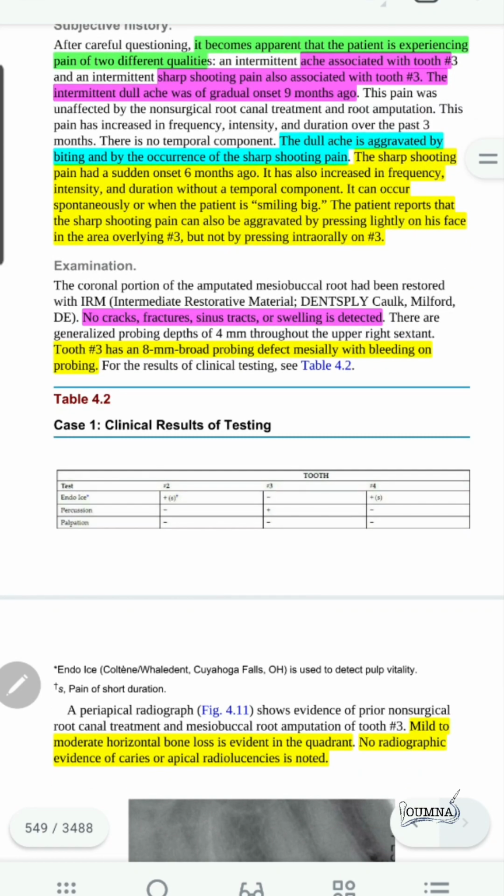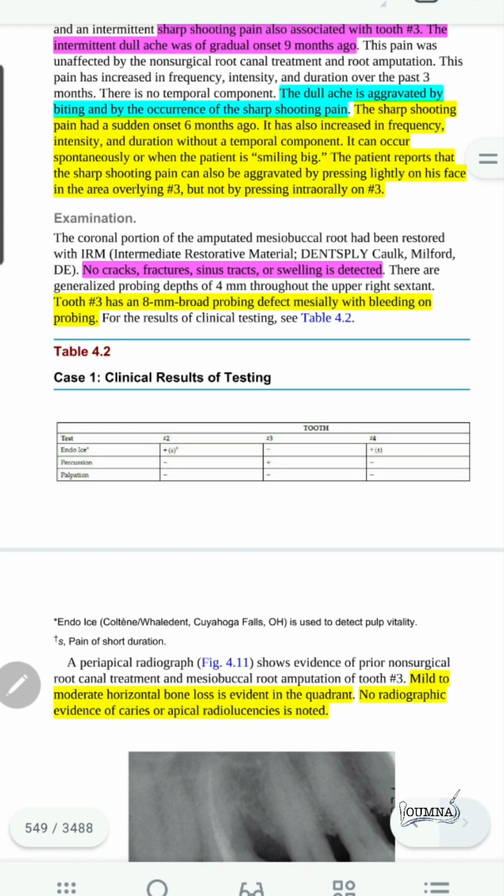He is saying that it occurs spontaneously when he is smiling big, or by pressing lightly on his face in the area overlying the tooth, but not by pressing intraorally. As we say, there's a correlation between the toothache and the non-odontogenic ache, and we can see that they are actually in the same place.